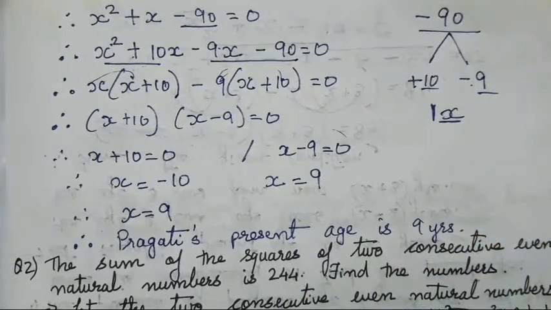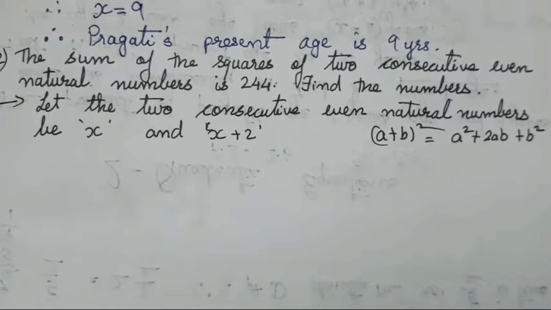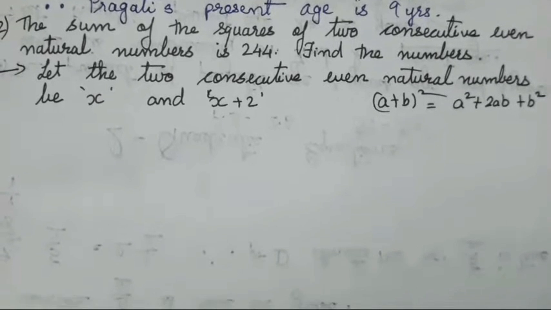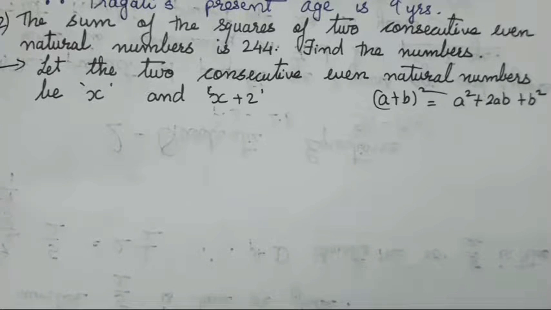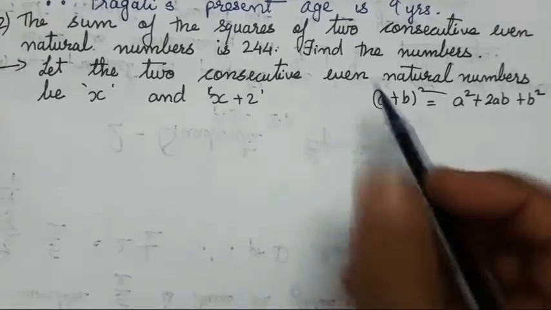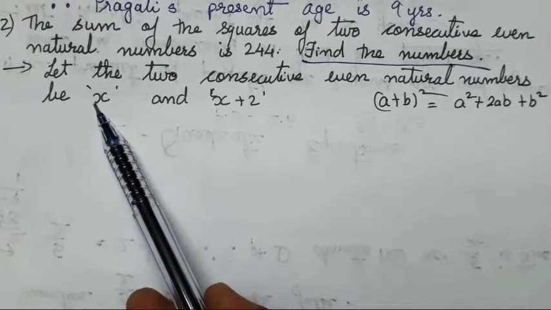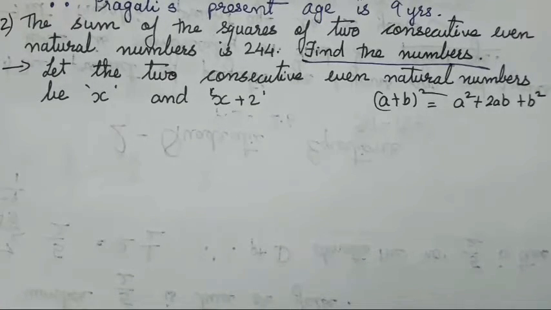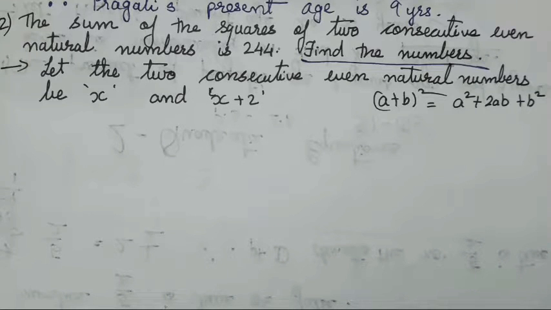Isn't it easy? So what you all have to do is, forming the equation is important, and then the rest is very easy to solve. Next question is, the sum of the squares of two consecutive even natural numbers is 244. Find the numbers. Now, two consecutive even numbers. So first, what we have to find? We have to find the numbers. So let the numbers be x, okay, and x plus 2. These are the two consecutive even natural numbers that we have to find.